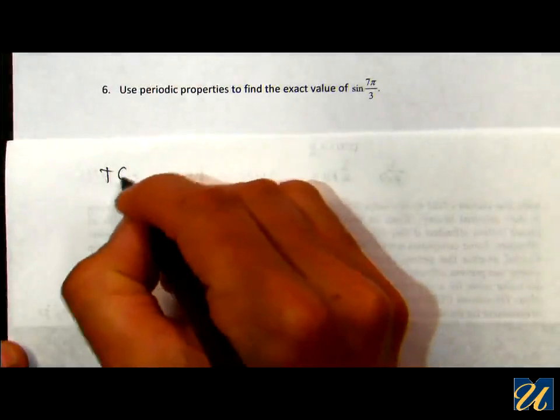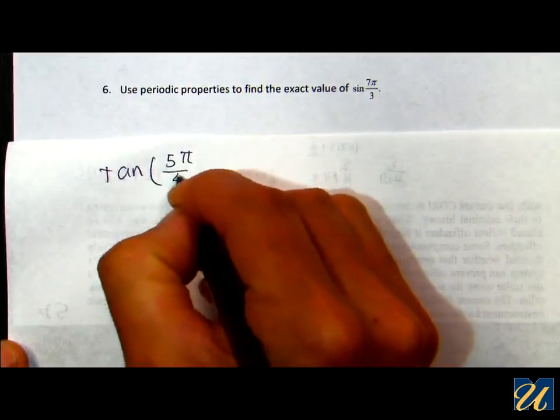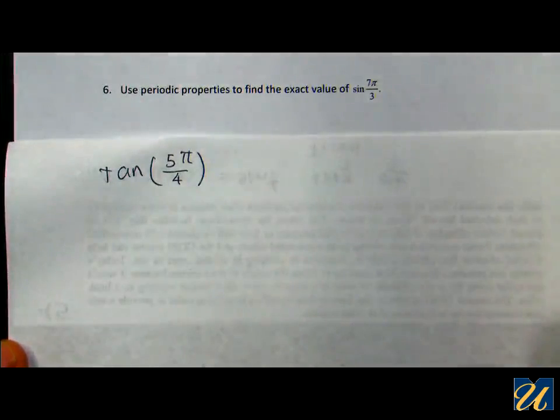So let's take a look at tangent 5 pi over 4. We didn't do a periodic property with the tangent function, so that's what I think we should do. So this one here we did. So this is a new one. Tangent of 5 pi over 4.